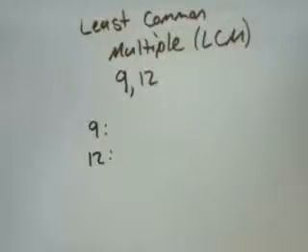Hi, Mr. Andrew here, and today we're talking least common multiple of 9 and 12. So first off, we could just do this by saying, let's count out their multiples.